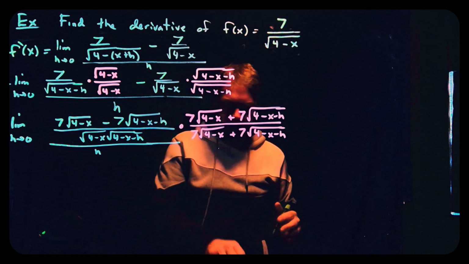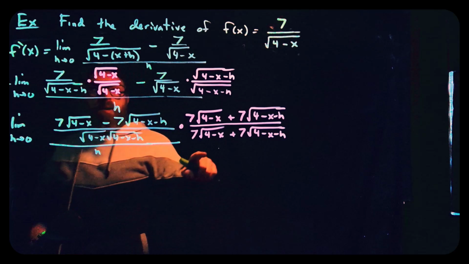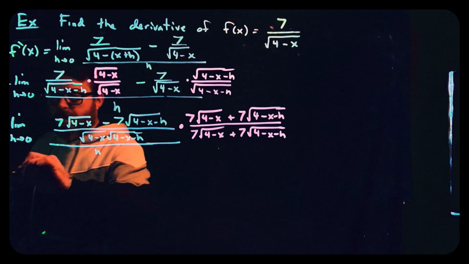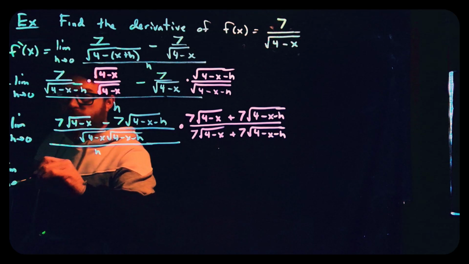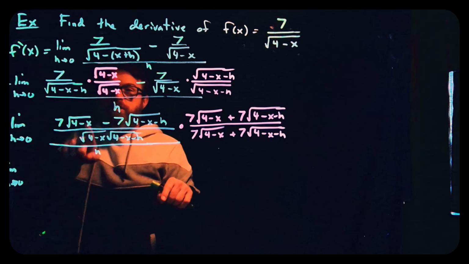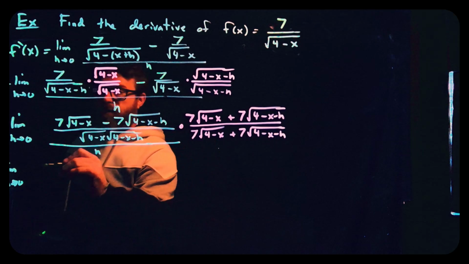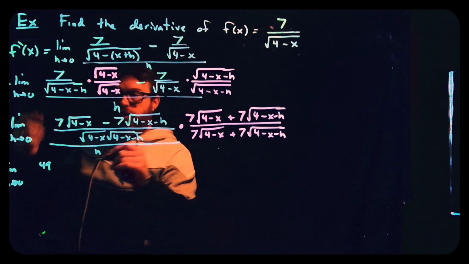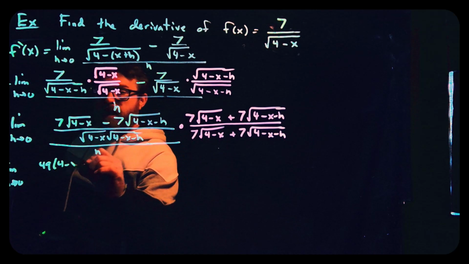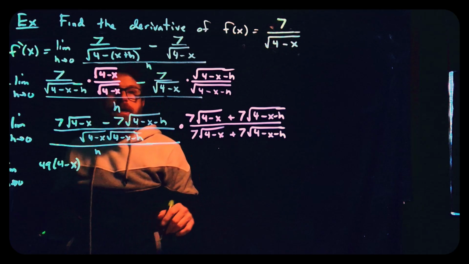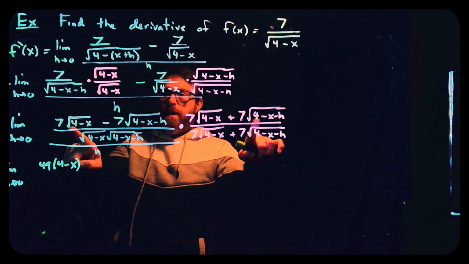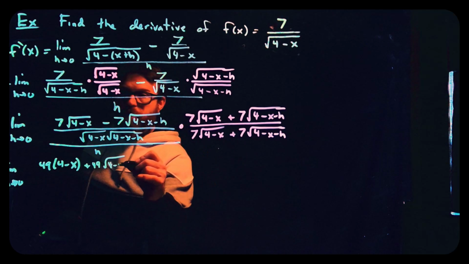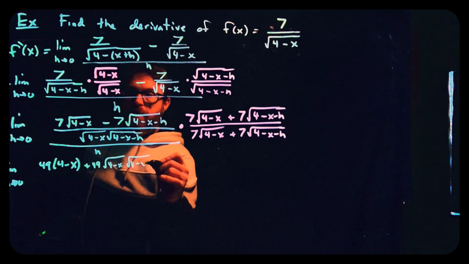Okay, so what's that going to do for us? Well, when I FOIL the numerators, this is going to be the limit as h approaches 0. When we FOIL the numerators, 7 times 7 is going to be equal to 49. And then root 4 minus x times root 4 minus x is just going to be 4 minus x. But remember, it's 49 times that quantity. Now, outside is going to give us 49, so plus 49 root 4 minus x, also root 4 minus x minus h.